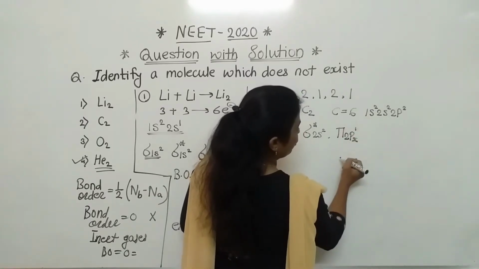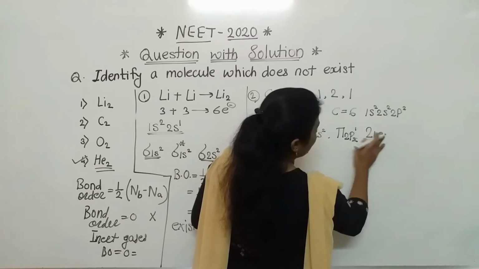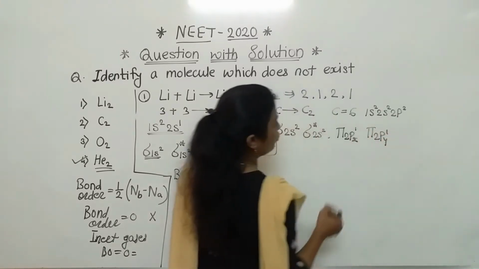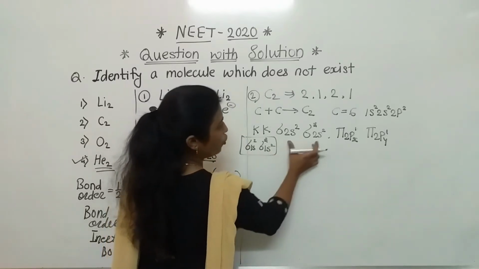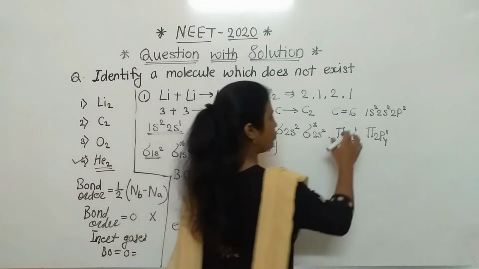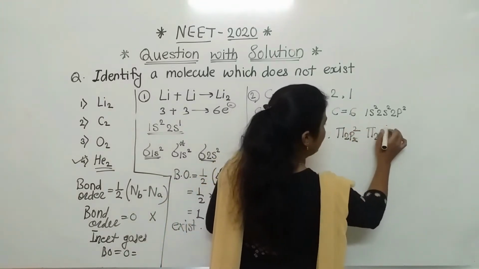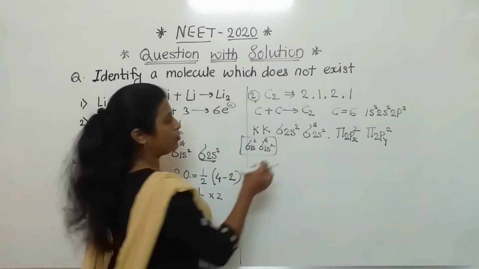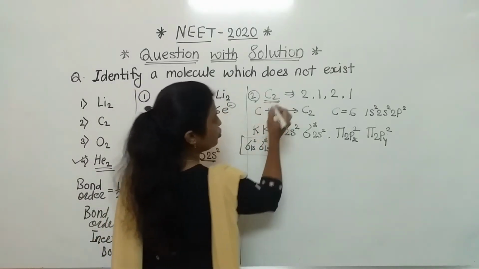Firstly 1 electron will be here. After that pi 2py, 1 electron will be here. So in this way 4 plus 4 is 8, 9, 10 will get completed. So again we have to fill 1 electron in that. So this is the molecular electronic configuration of the C2 molecule.